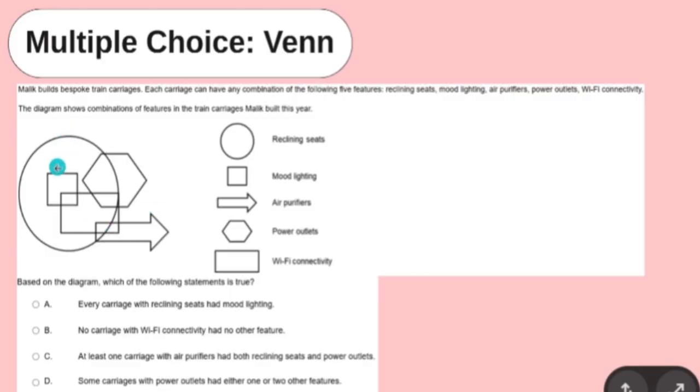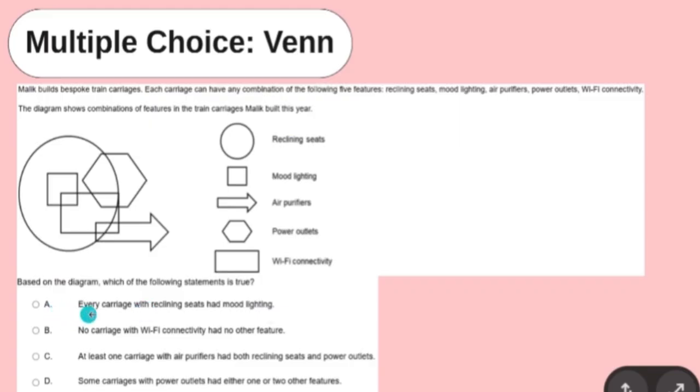So we've got this diagram with a bunch of shapes. We've got these keys here, which will be very important. And we've got these statements. So we're looking for the following statement, which is true. We don't necessarily have to read all of this, but you can if you just want that context. It's about Malik and bespoke train carriages, and then it's just telling you what you get later on. So this is what he built this year. So based on the diagram, which of the following statements is true?